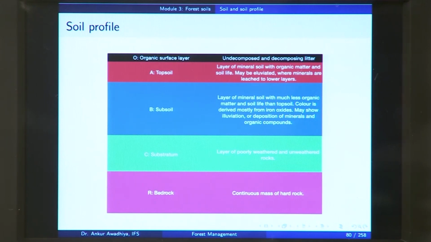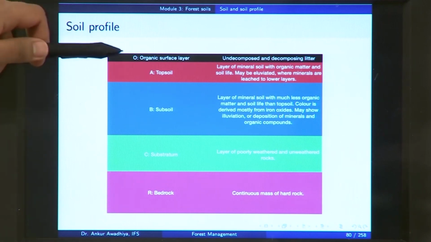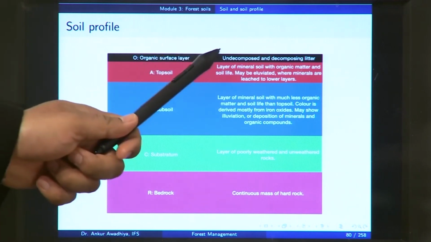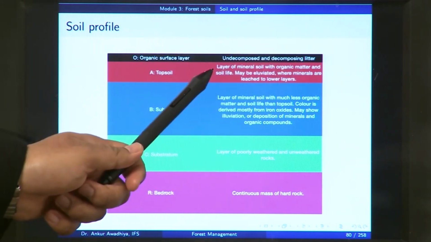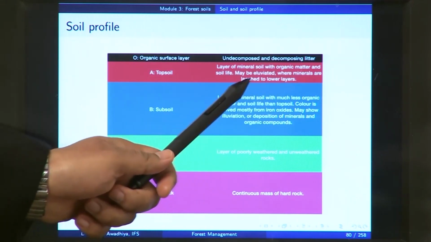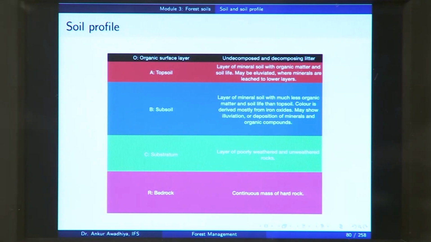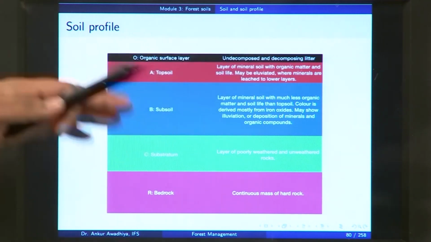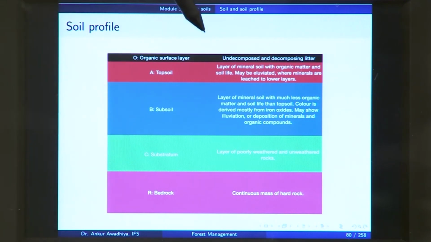Now, the layer below the O layer is called the A layer or the topsoil, and this is a layer of mineral soil with organic matter and soil life, which may be alluviated, where the minerals are leached to the lower layers. So, the topsoil is the most important horizon of the soil. It comprises mineral soil together with the organic matter, because you have mineral soils and you are also getting organic matter that is coming from the O layer.